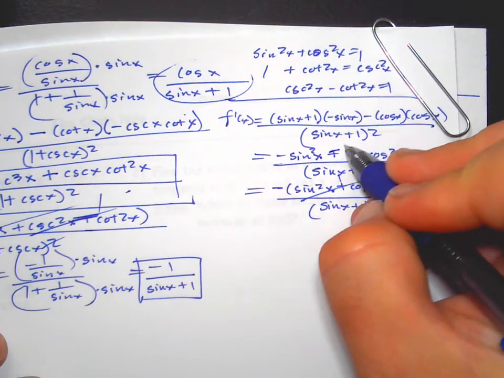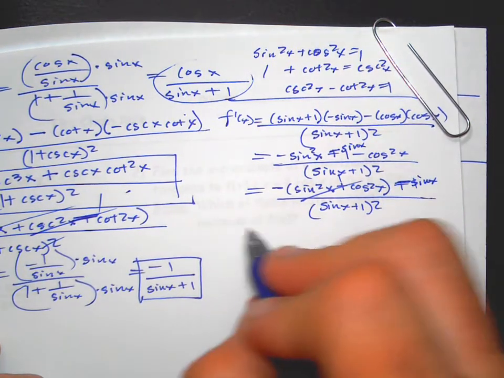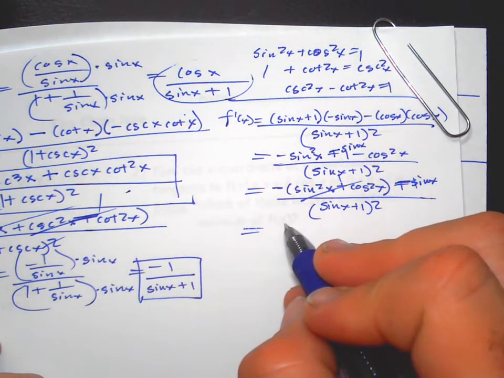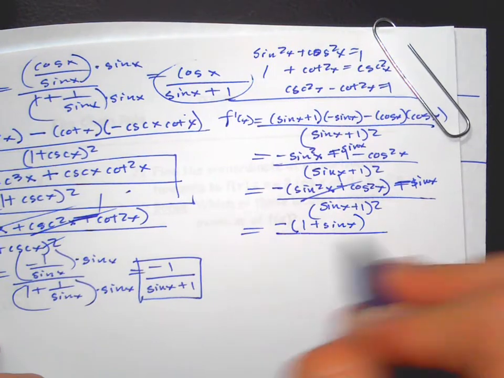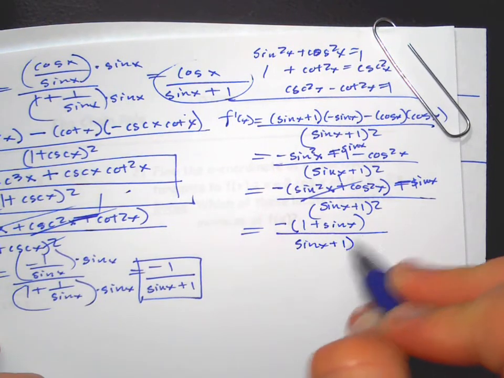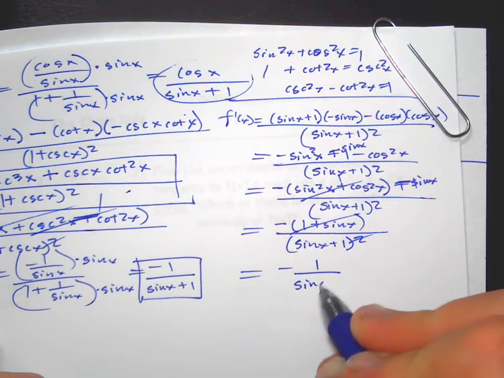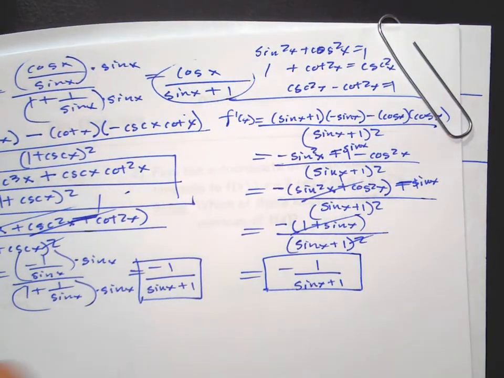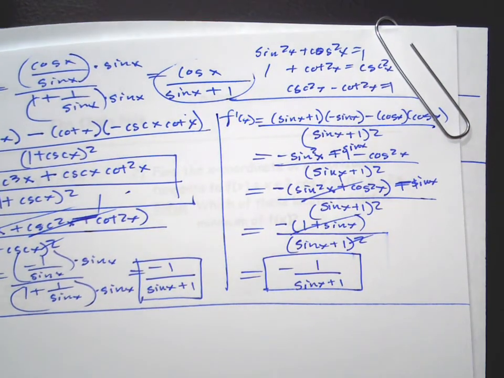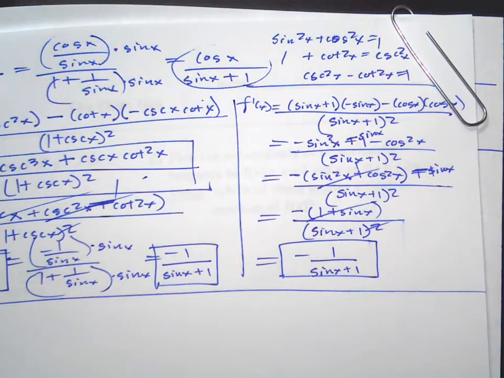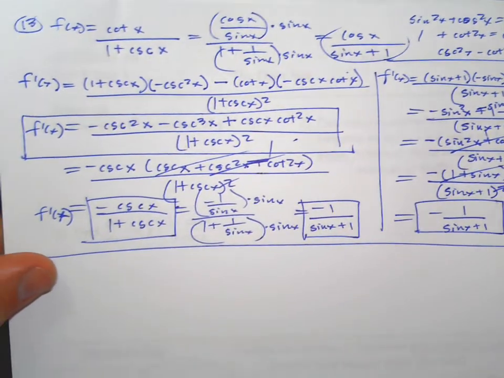This should be a negative sine x. There should be a negative sine x. So take the negative of both of those, and we get 1 plus sine x. Get rid of one of those, and we get negative 1 over sine x plus 1. And hey, what do you know? Same answer I got when I converted my other answer into sine and cosine. So that was 2 different ways to do the same problem, with a couple different versions of answers. Okay.